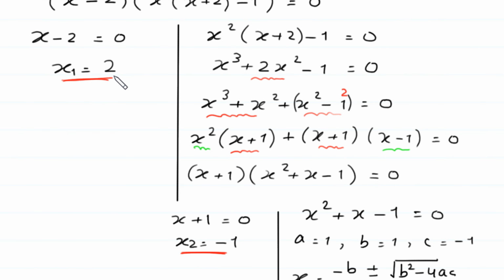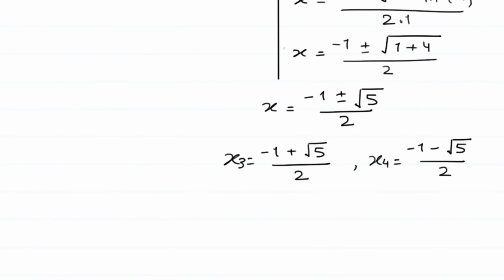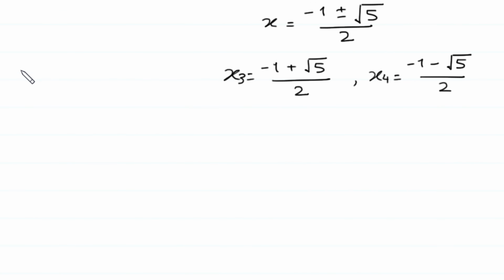x1 is equal to 2 and x2 is equal to minus 1. The value of x1 is equal to 2, value of x2 is equal to minus 1. So these are the four values of x.